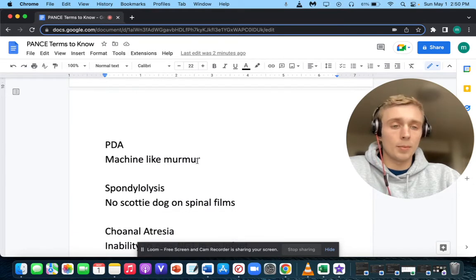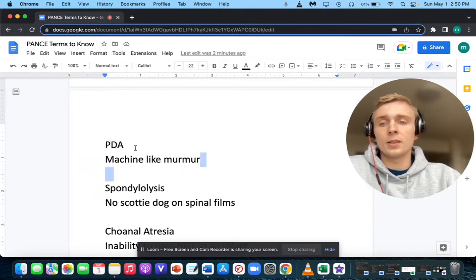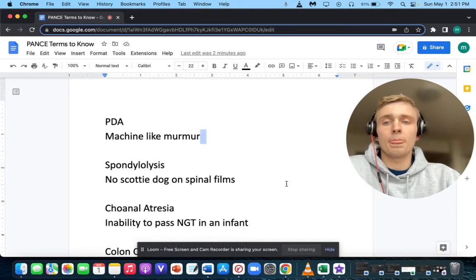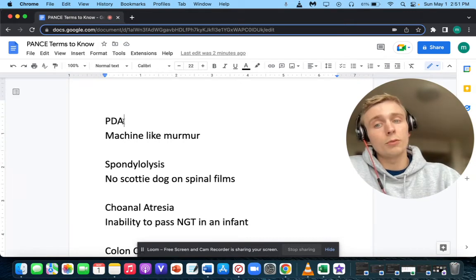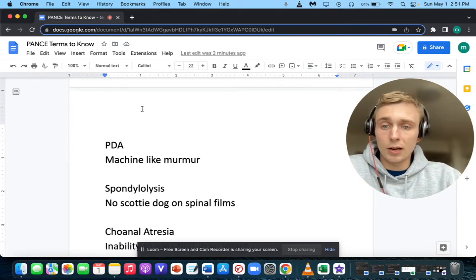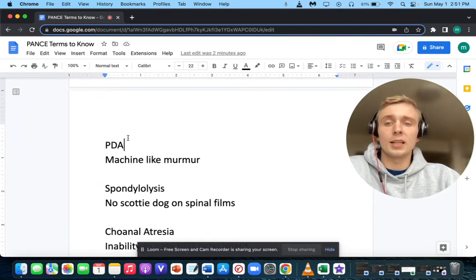So machine-like murmur. So definitely associate machine-like murmur with a patent ductus arteriosus. So PDA, machine-like murmur. And how do we close a PDA? So how do we close a PDA? That will be indomethacin. So an NSAID blocks the prostaglandins. So that's how we can also explain how we keep it open if we need to in things like transposition of the great vessels. So we can give prostaglandin in that case to keep it open, or indomethacin, a prostaglandin antagonist, to close it. So again, PDA, machine-like murmur.